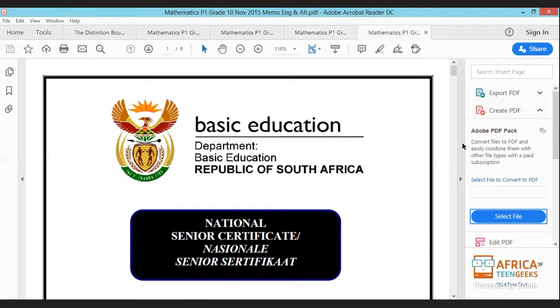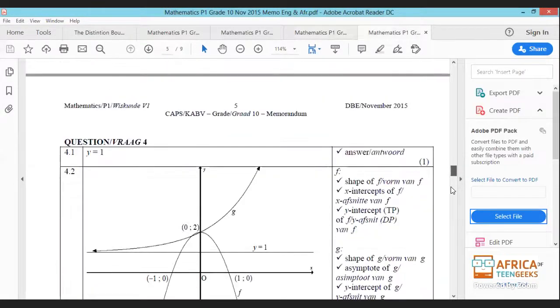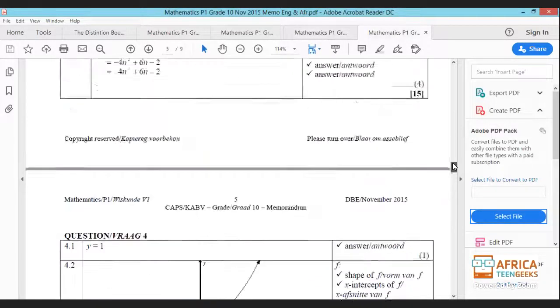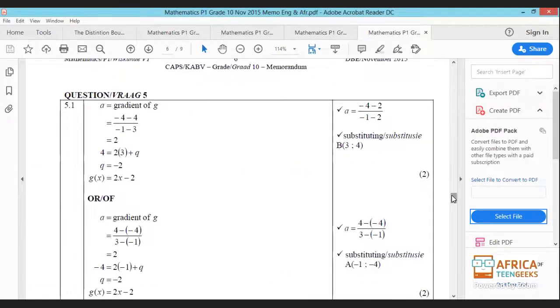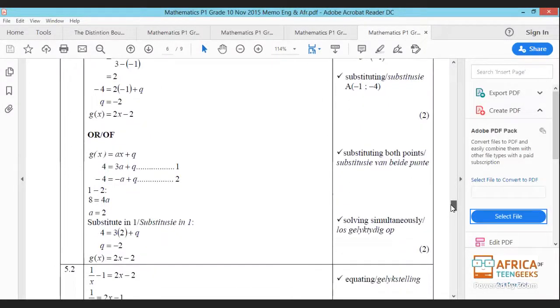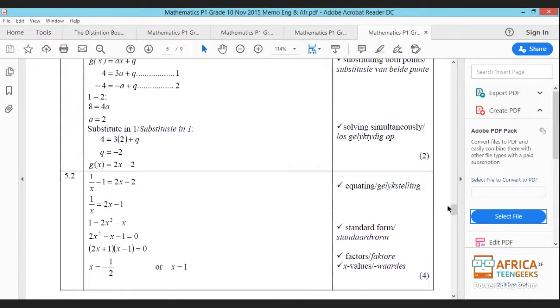But now let's look at the solutions here. This is question 5.2, right? Guys, this is what it is telling us. Very good, my boy. Thank you so much.